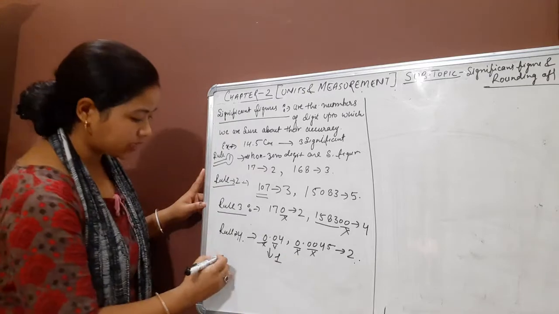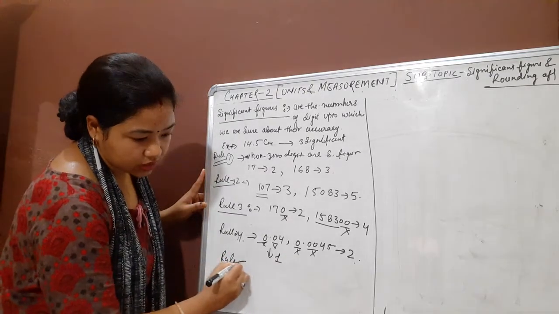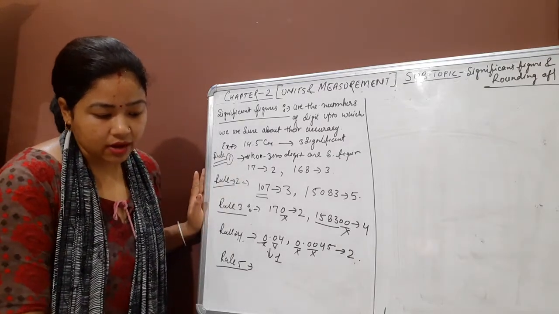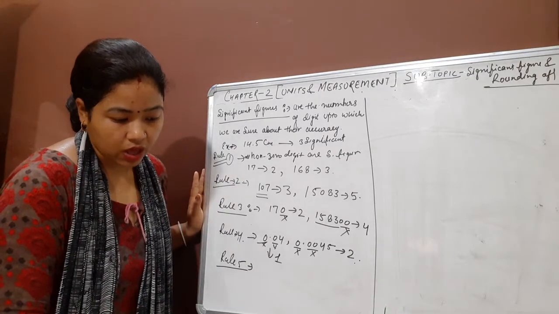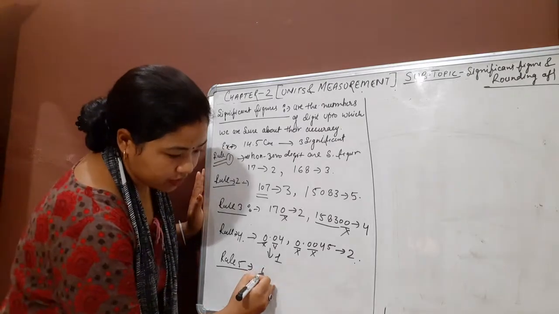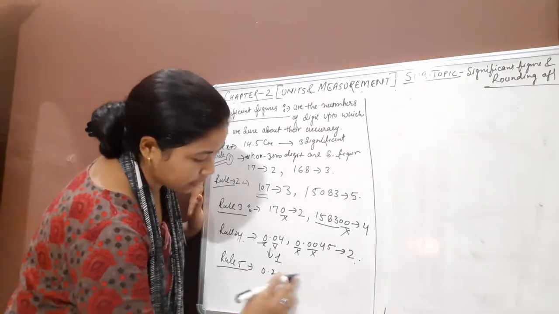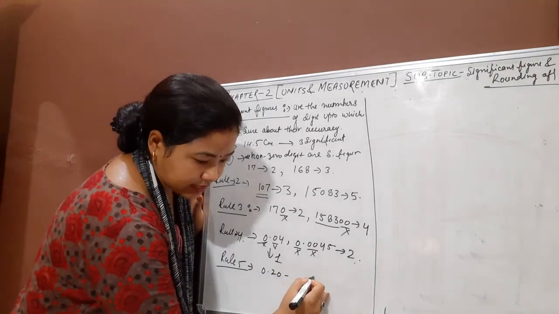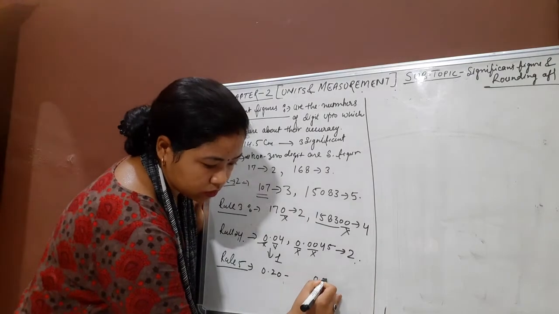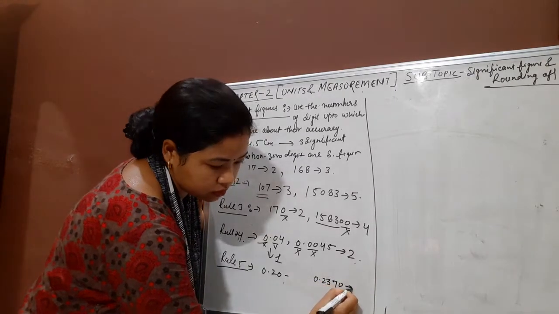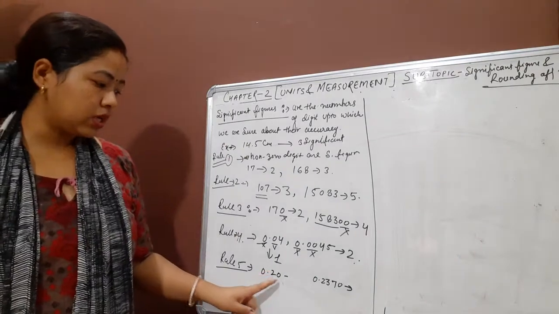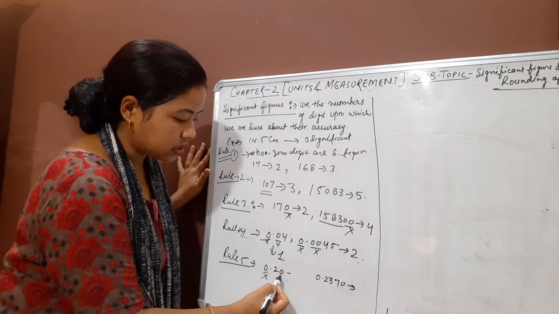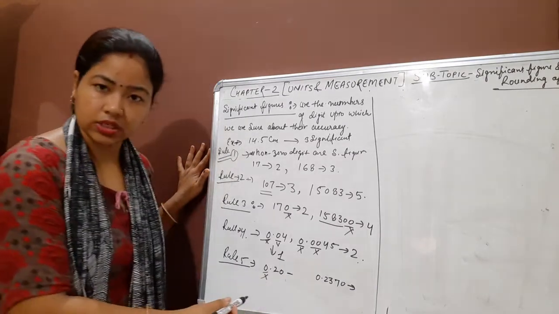Likewise, you can see more examples for that. Now we have rule number 5. All the zeros to the right side of the decimal point and to the right side of the non-zero digits are counted as significant figures. Let us see by example, like 0.02, and the next example 0.2370, right? So in this particular number, this 0 is not counted as a significant figure, but this 0 after the non-zero digit will be counted as a significant figure.